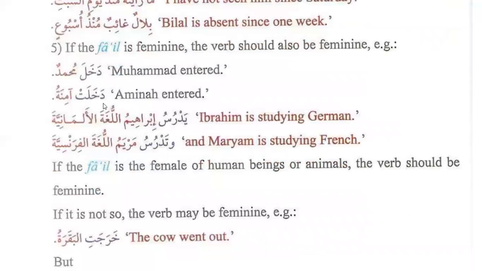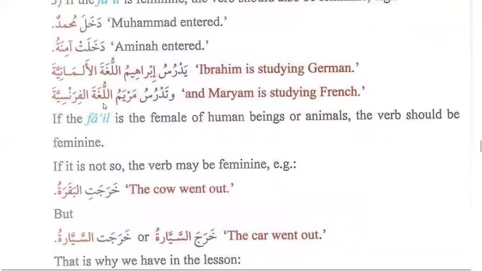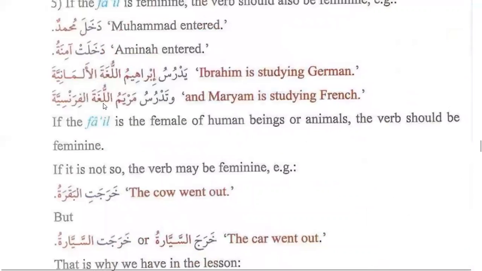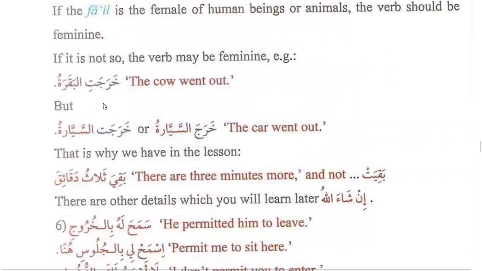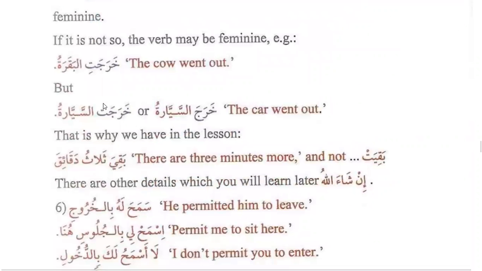Ms. Rizwana, next we will study. Here you will learn that for masculine we use the masculine verb, for feminine we use the feminine verb. Then for those things which are not biologically female, you can use either masculine or feminine. Like sayyara is not biologically female, so you can use kharajat or kharaja. It is up to you. Similarly, daqiqa is not biologically female, so you can use baqiya or baqiyat. But it is better to use a feminine verb with a feminine word.